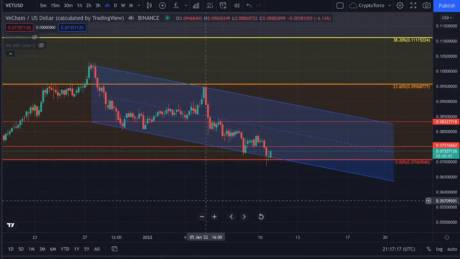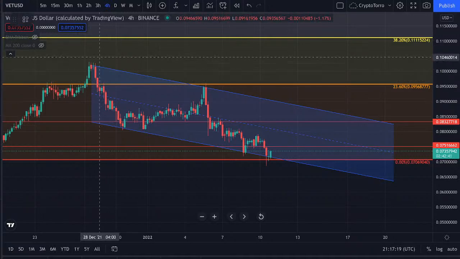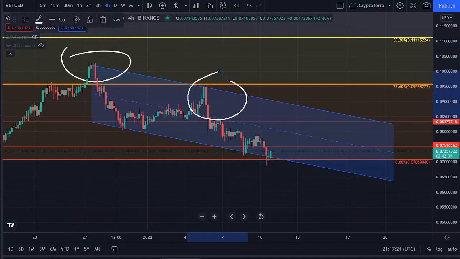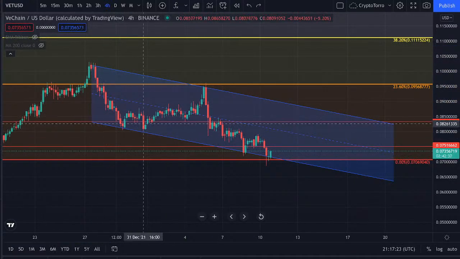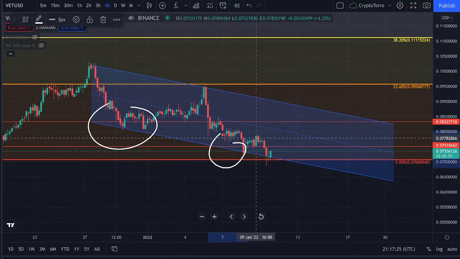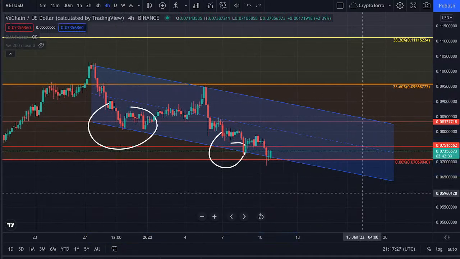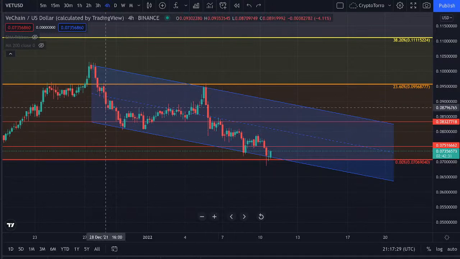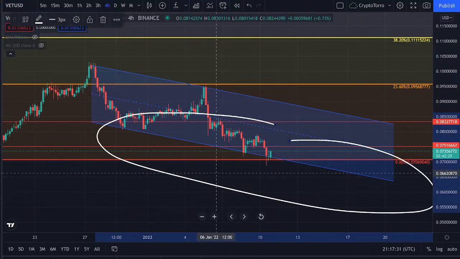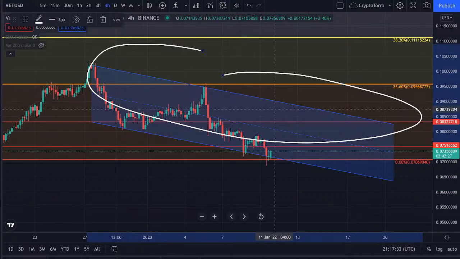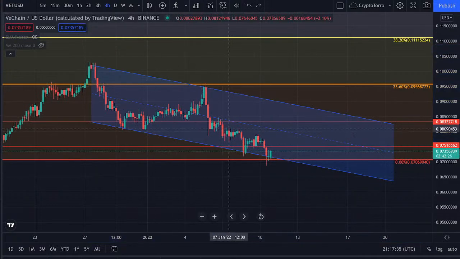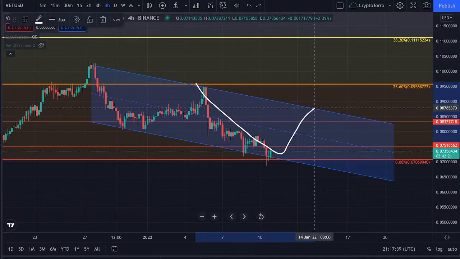Of course, what I think is quite good to know is that we already saw 2 touch points underneath this descending resistance, and we have seen 1, 2, 3 touch points on top of this descending support. So this is a confirmed descending support zone, and the descending resistance still has to be confirmed, but of course it is a level of resistance that we have to take into consideration right above us.